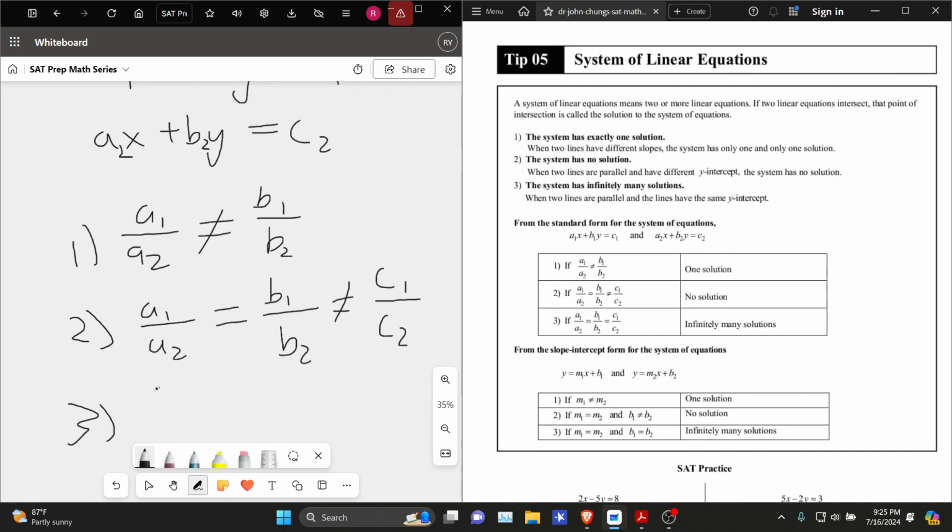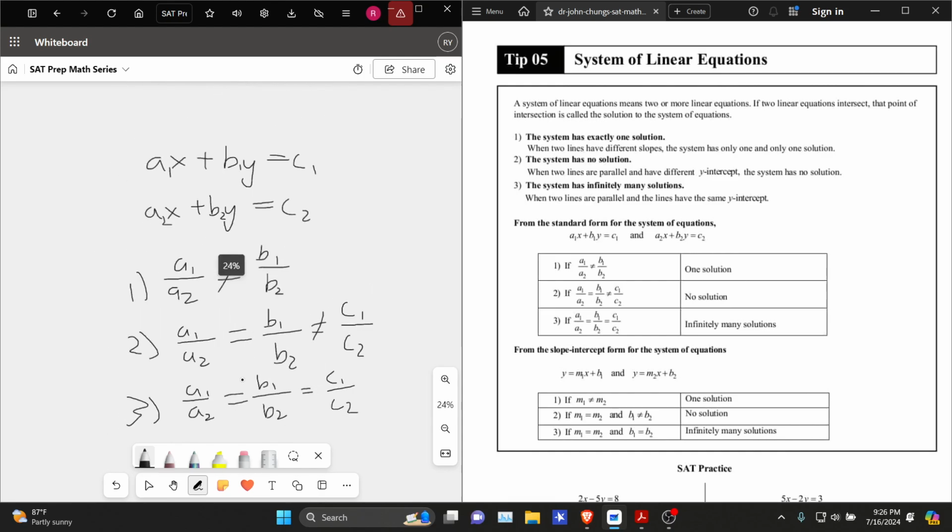And scenario 3 is where everything is equal. The ratios are all equal. And this means they are, in fact, the exact same line, and they have infinitely many solutions.